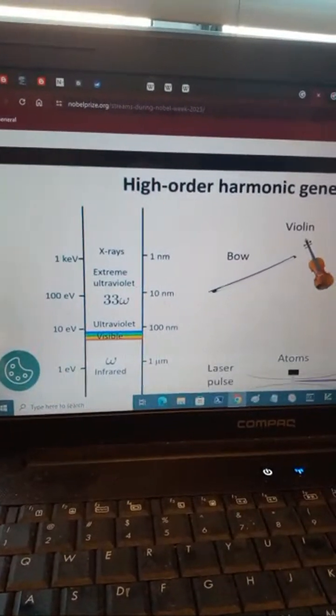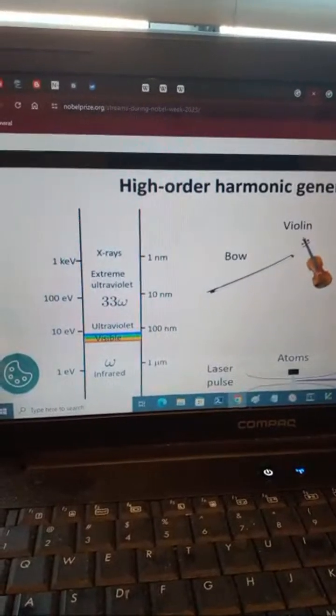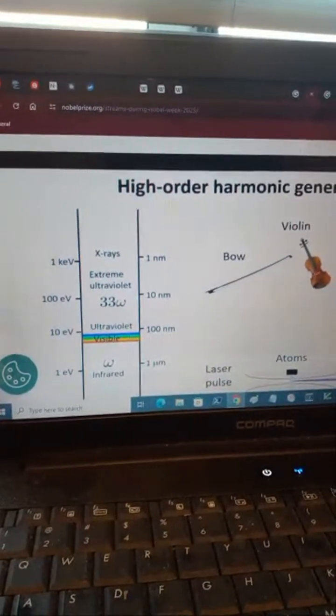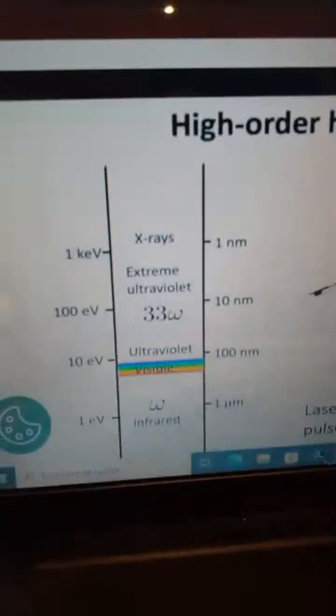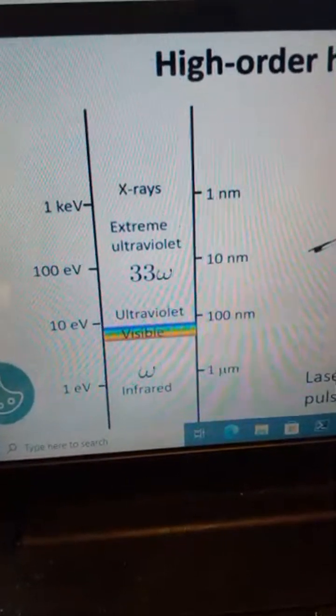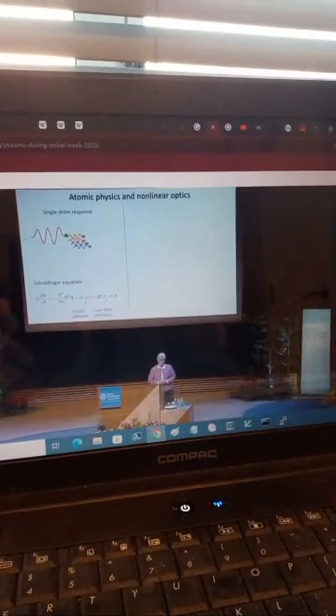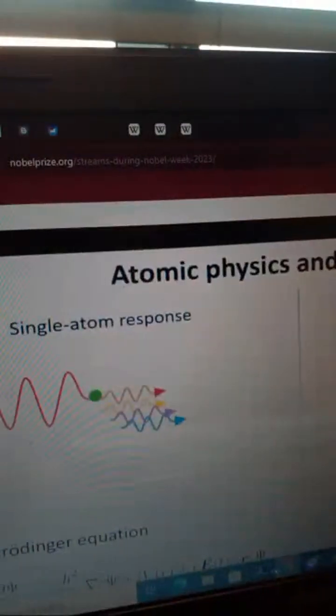In our experiment, we produce not harmonics of sound, but harmonics of light. And the violin is the gas of atoms, and the bow of the violin is the laser pulse. Now, this process requires us to work at the border of two fields, atomic physics and nonlinear optics.